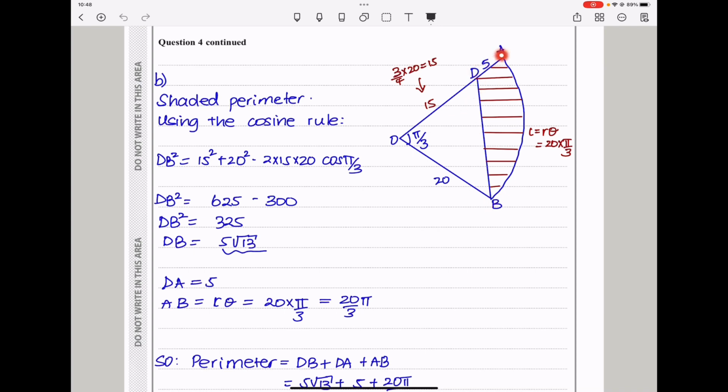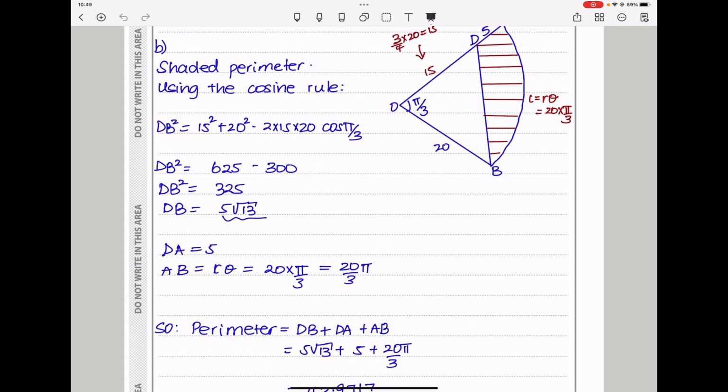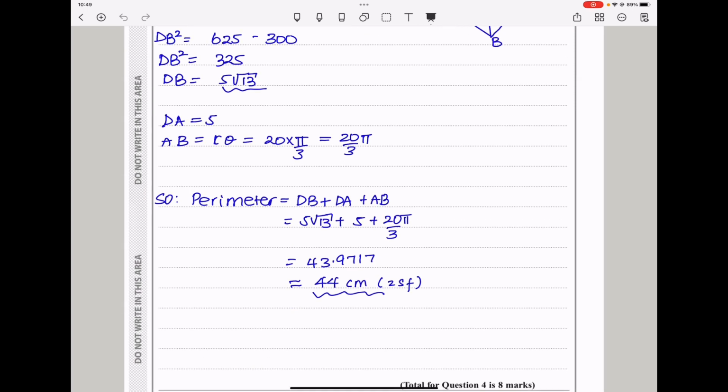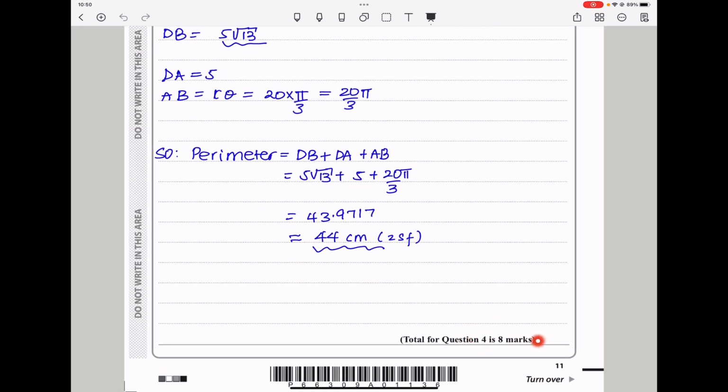I already know length DA, so I need to find that length, which is the arc length. Arc length AB is equal to r theta, which is the radius 20 times the angle, which is pi over 3. And that gave me 20 over 3 pi. So the perimeter is going to be the sum of the 3. So I got perimeter is DB plus DA plus AB, which is 5 root 13 plus 5 plus 20 over 3 pi. I got 43.9717, which is 44 centimeters to two significant figures. So this brings us to the end of question 4. Let's continue to question 5.